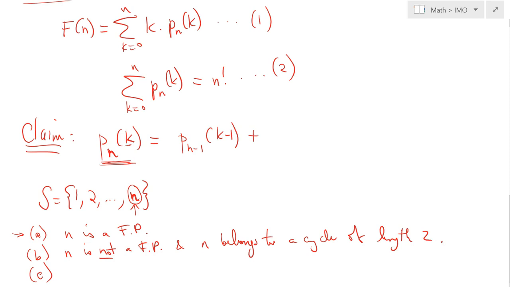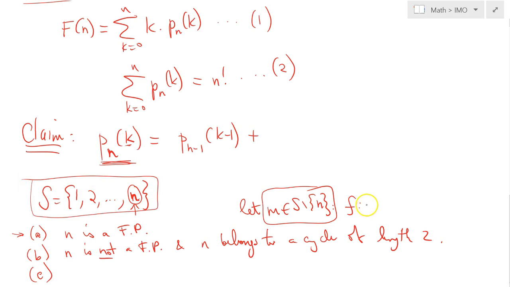If n belongs to a cycle of length 2, what we mean by that is: consider the permutation that takes the element m in S minus n. Let m be any number in the set S not equal to n. Then the permutation which takes m to n, and then takes n to m. So that's what I mean by a cycle of length 2, right?